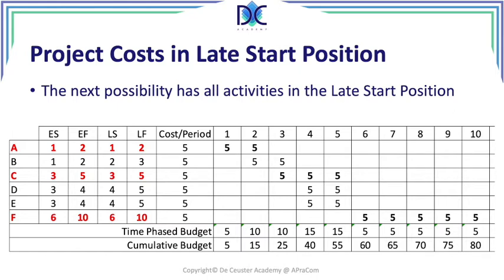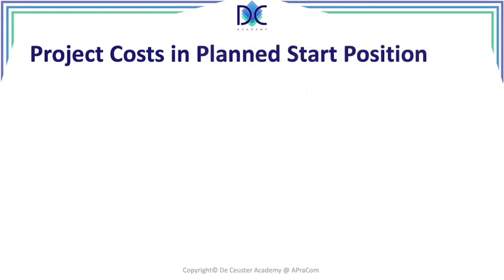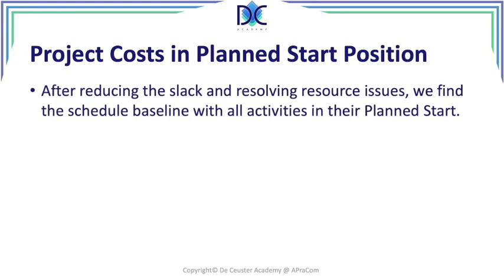And we see that the time phase budget is different from the previous budget, and the cumulative budget, of course, also. Nevertheless, at the end of the project, the budget at completion still has to be the same. We didn't change anything, so whatever we do, the budget at completion has to be the same, whatever the result is. What we're going to do is move the activities. We're going to move those activities because we have to resolve resource issues. We want to reduce the amount of slack.